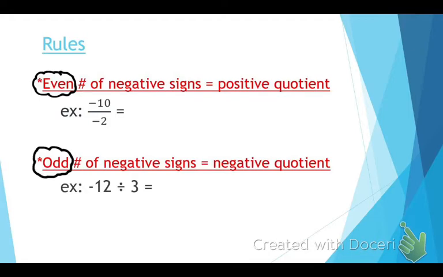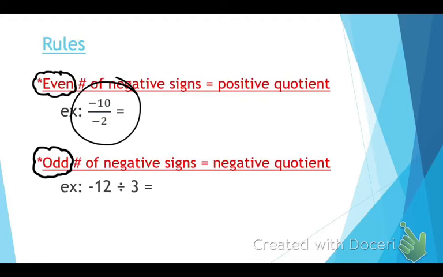When we're multiplying and dividing, the thing that we're doing is we are just counting the number of negative signs. So this first one, if there's an even number of negative signs, your answer will always be positive. Notice here it says positive quotient. That's just the answer to a division problem. So let's look at our first problem right here. Guys, how many negative signs do you see there? 2. Is the number 2 even or odd?